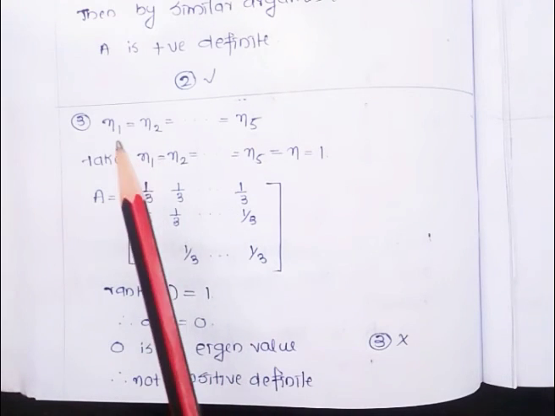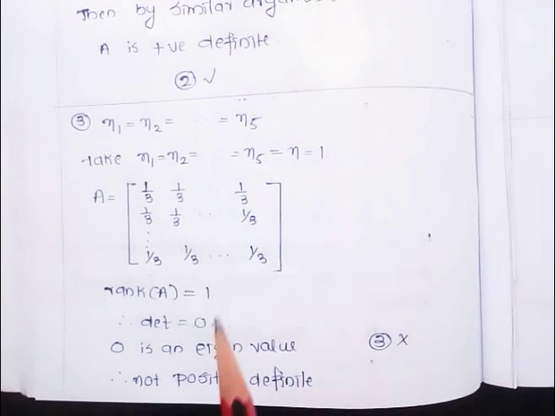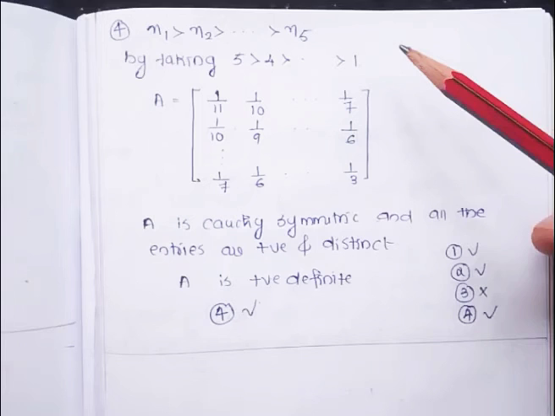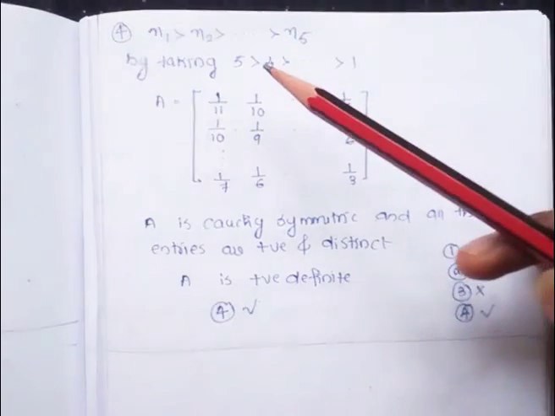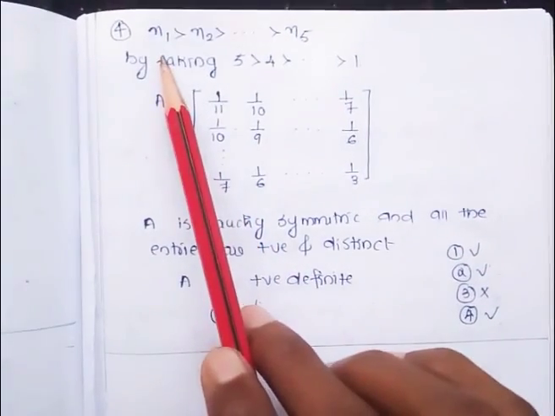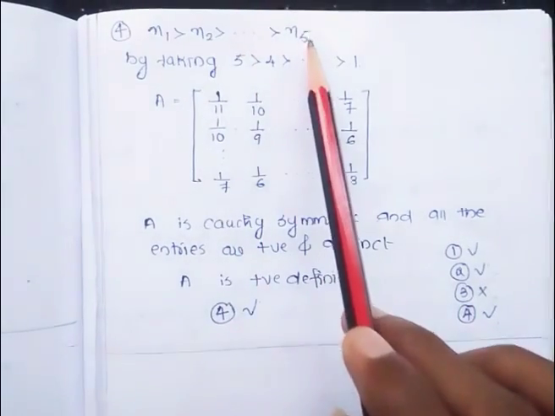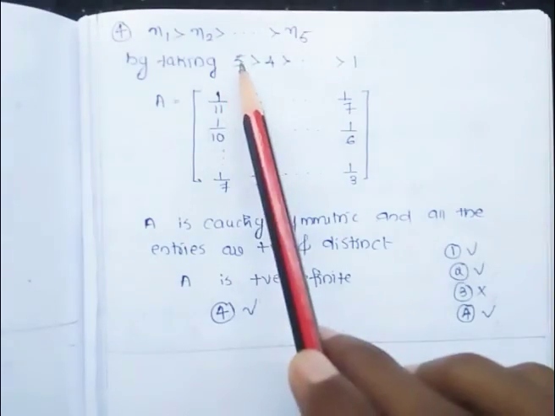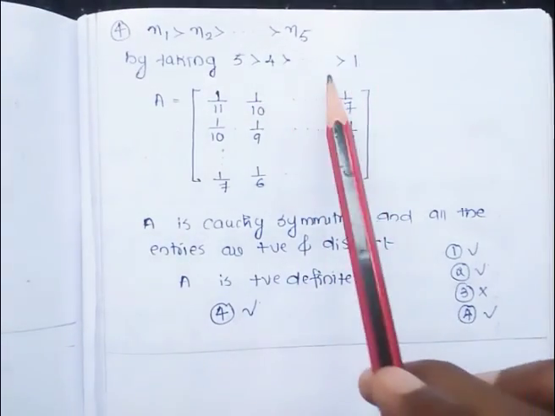Therefore when n1 is equal to n2 is equal to etc. to n5, then we get that A is not a positive definite matrix. Therefore our third option is also false. Now for our fourth option, which says that n1 > n2 > etc. > n5, I take the value n1 is equal to 5 and n2 is equal to 4, and so on, n5 is equal to 1, and we know that 5 > 4 > etc. > 1. So all the given conditions are satisfied.